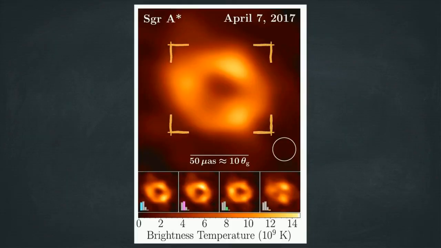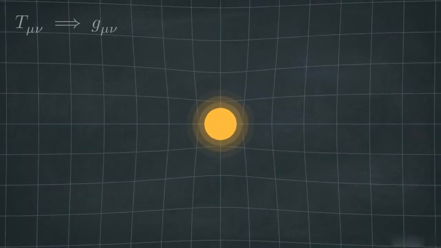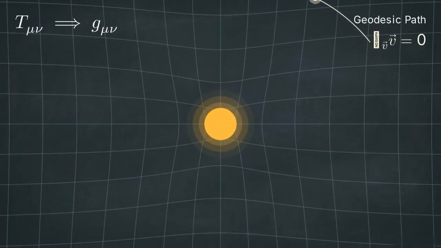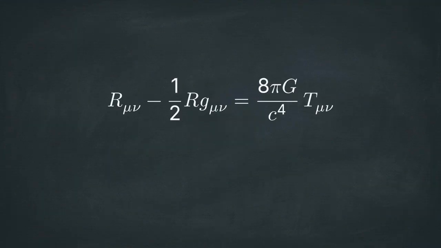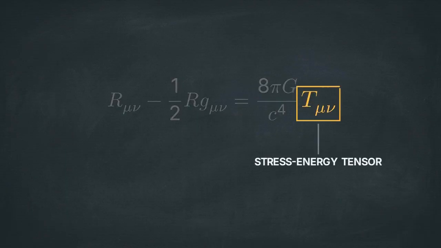Physicists analyze the asymmetric ring of Sagittarius A* as a precisely mapped metric tensor. This data maps directly to Einstein's field equations, which dictate that matter tells spacetime how to curve and spacetime tells matter how to move. Within the field equation, we isolate the stress-energy tensor, T mu nu. This variable accounts for the mass and energy of the collapsing star.